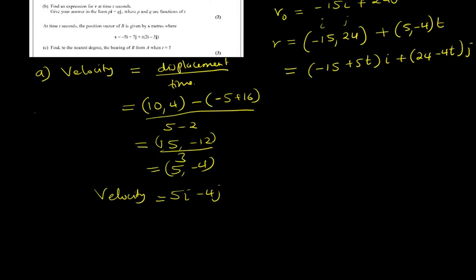Now in part C, we are supposed to get the bearing. So they've given us the information over there. At time t seconds, the position vector of B is given by that. So find to the nearest degree the bearing of B from A.